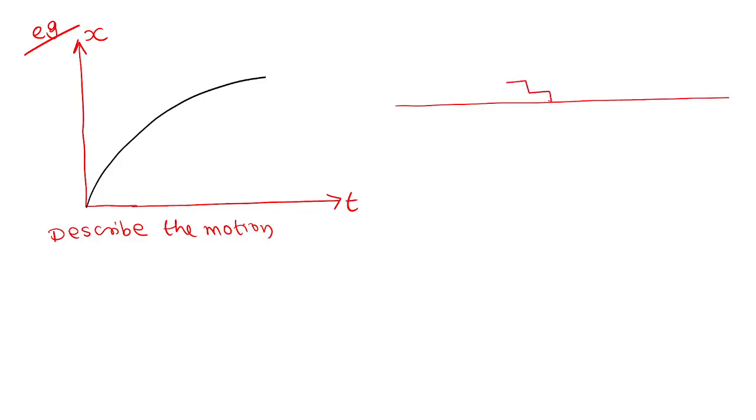A body moving along a straight road. Initially the time equals 0, the body is here. As the time increases, the position changes. So is the body moving right or left? That is my first question. I will ask you a question.